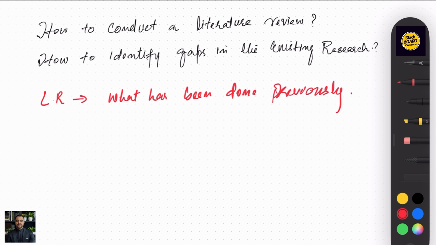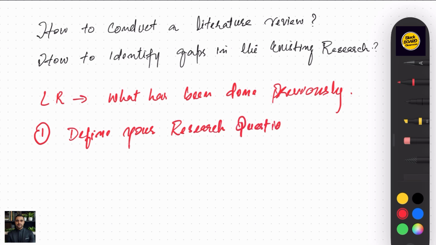So, what is the first point before doing the literature review? The first and foremost important point is define your research question, or you can say the topic, or the field of interest.